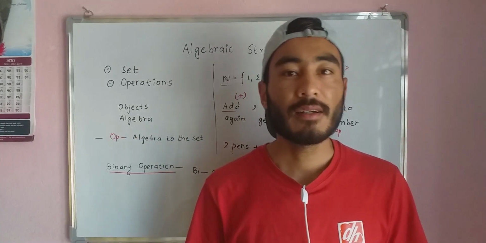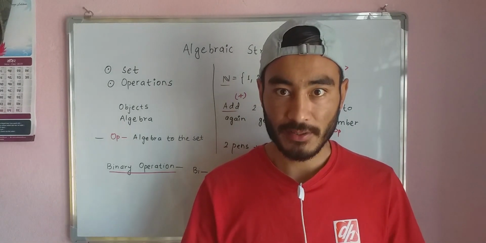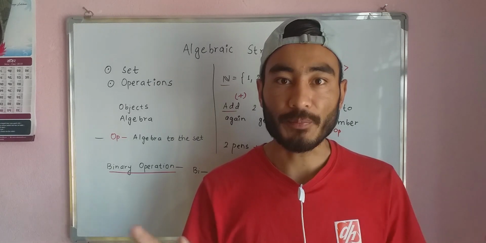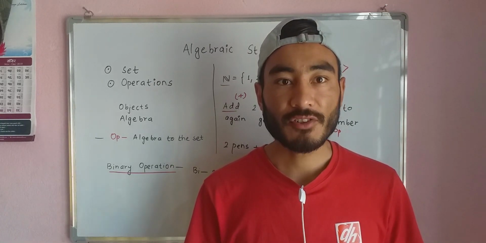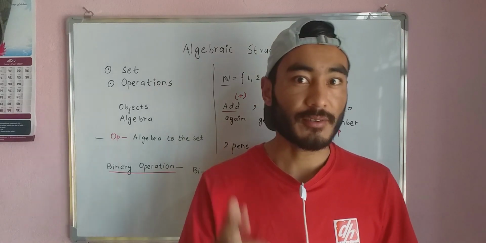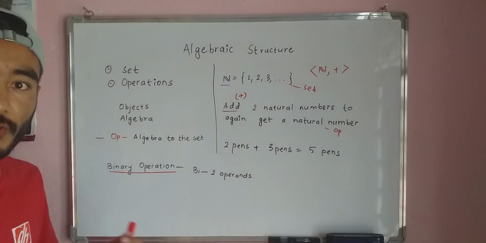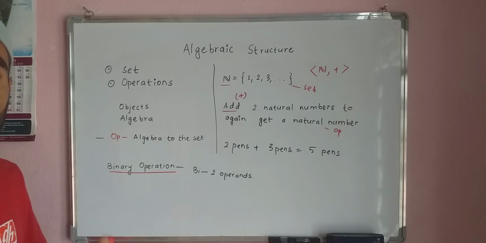Hello everyone, this video is on abstract algebra, introduction to groups. Now groups are algebraic structures, so our first topic is algebraic structure. An algebraic structure consists of two things, a set and operations defined on the set.